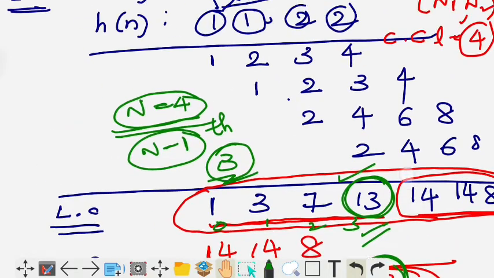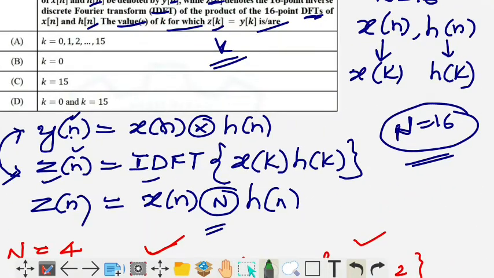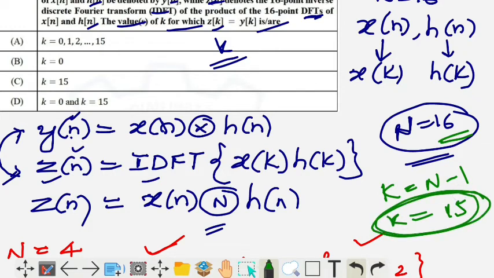With this conclusion, let's apply it to our problem. Here it is a 16 point sequence, so the sequence length is 16. The circular convolution and linear convolution have the same value at k is equal to n minus 1, that is at 15. At k is equal to 15, the linear convolution and circular convolution have the same value. So what is the answer for this question? k is equal to 15 is the only place where both are equal. So option C is the correct answer.